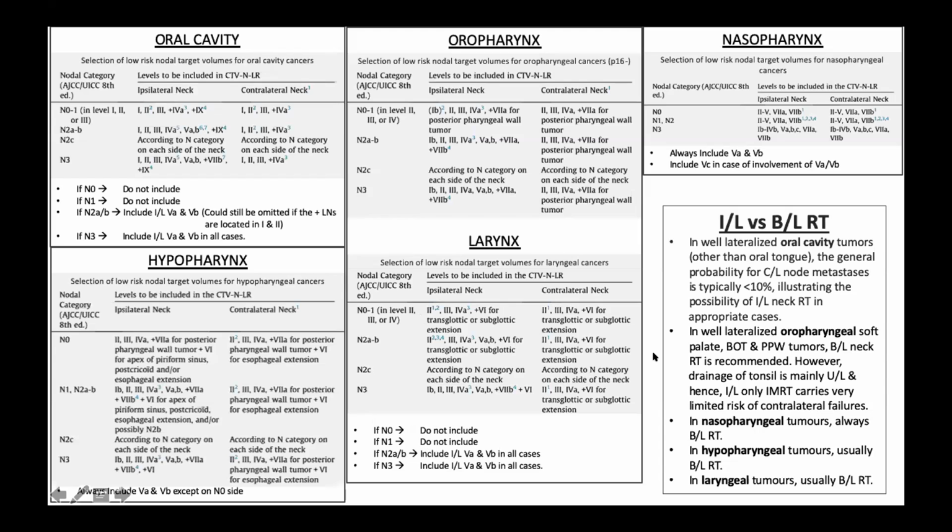For nasopharynx, you will always include 5A and 5B. And nasopharynx is the only indication where you actually treat level 5C, when there is involvement of 5A and 5B.